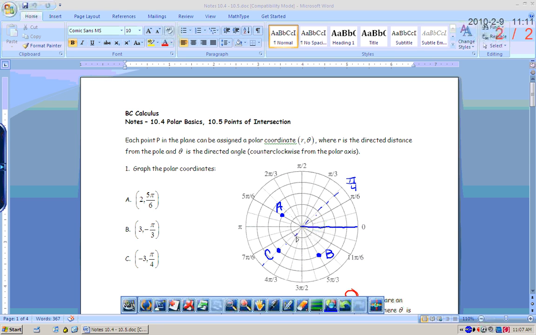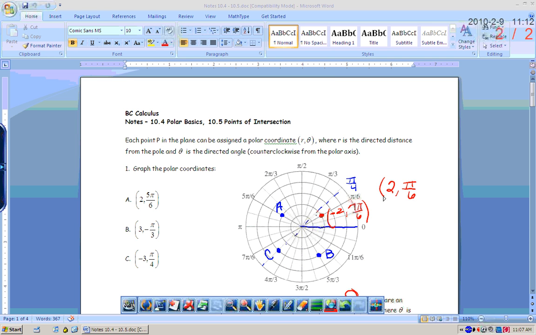So the next thing we're going to do is name 3 other coordinates that represent the point negative 2, 7 pi over 6. All right, so first off, negative 2, 7 pi over 6 would be go to 7 pi over 6, but then I've got to go the opposite direction, so it would be right here. And I want to name 3 points that all fall where theta is between negative 2 pi and positive 2 pi. So what's another way that I could name that point? Yeah, 2, pi over 6.